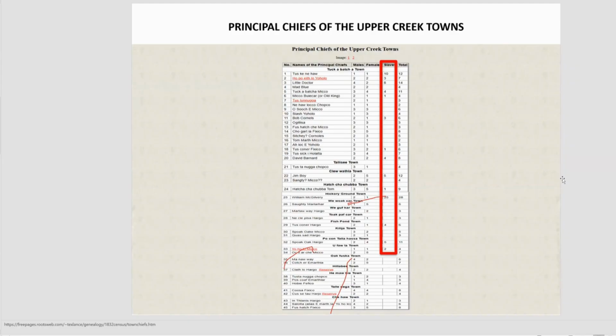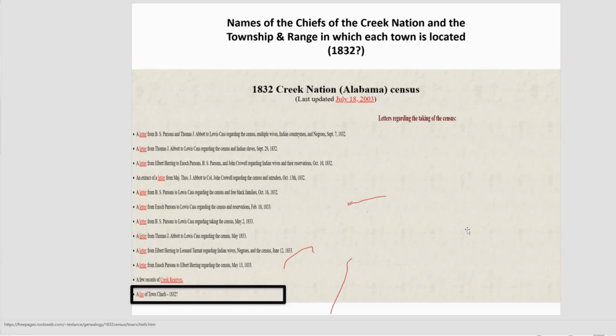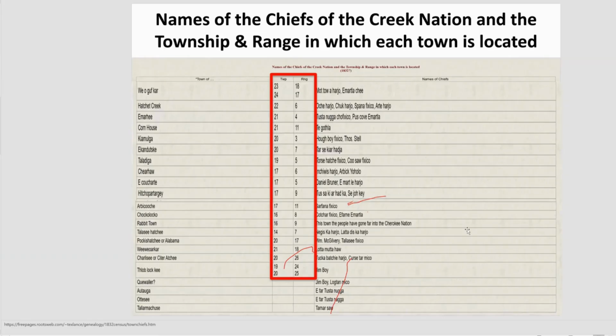And when I looked at the Upper Creek households, of all of the towns that they were in, this is showing you all of the slaves that were within those particular towns. And I was like, okay, I see some names that look Native American and American because there's last names. Okay. And then this is saying the Lower Creek towns, how many slaves were there, what were the town names. And then this is showing you a list of town chiefs.